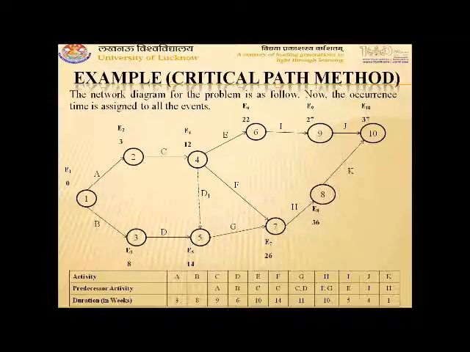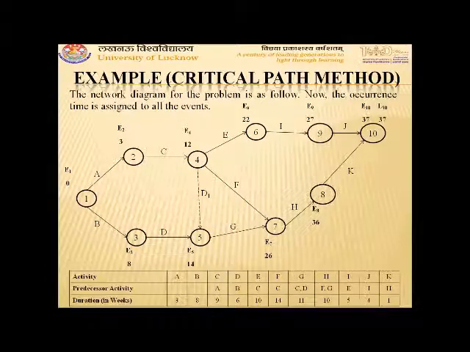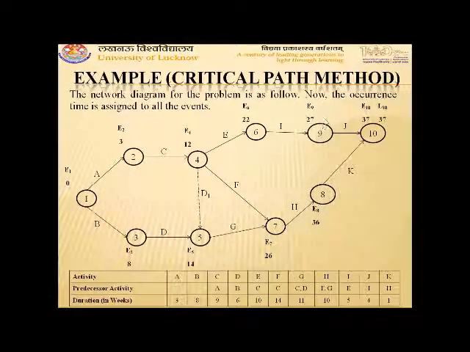Now we assign the latest occurrence time to the events. So we use the backward pass calculation. Here we set L10 equal to E10, that is, L10 comes out to be 37. Then we move in the backward direction, subtracting the duration from L10. The first activity is J. The duration of J is 4 units. So 37 minus 4 gives 33. So L9 comes out to be 33.